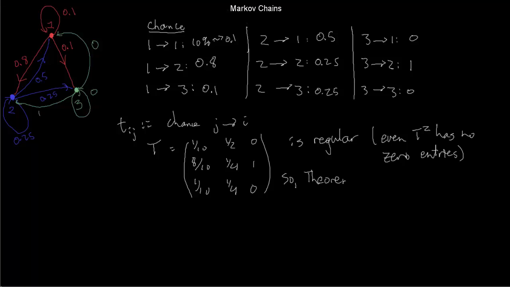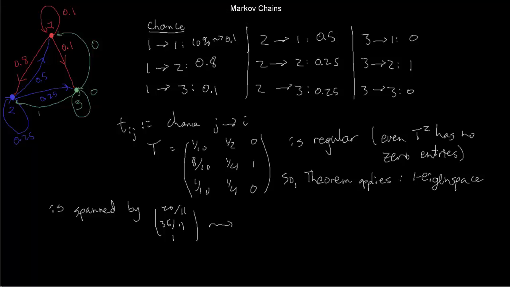Which means that that theorem gives you a guaranteed 1 eigenspace of dimension 1, a probability vector that's a fixed point, a steady state vector. Now, we could have just looked for a 1 eigenspace, that wouldn't have hurt, but if the matrix was very large, it might be nice to know that it was regular. So you can compute the 1 eigenspace. It's spanned by 20/11, 36/11, and 1. And if you want, you can scale that to be a probability vector.